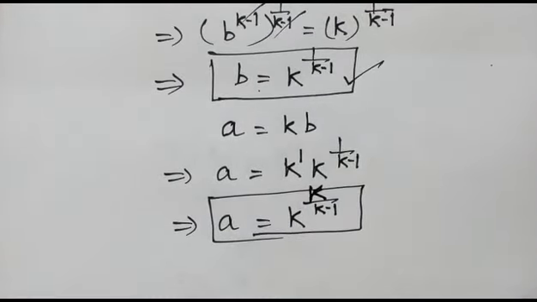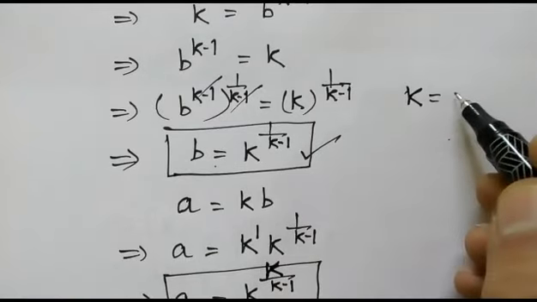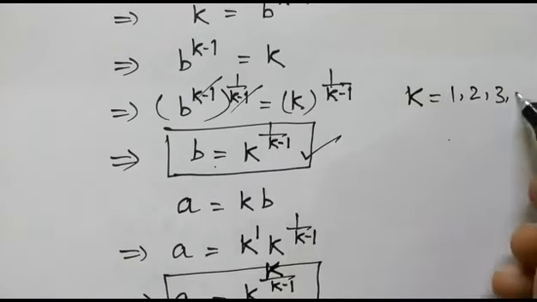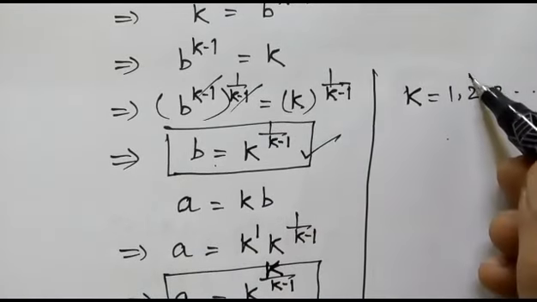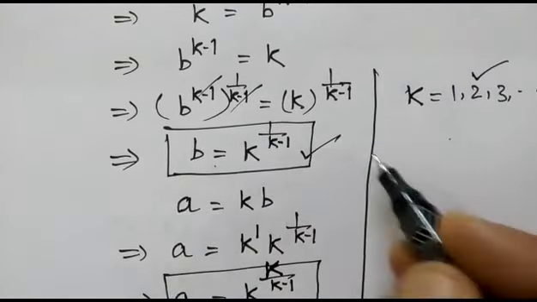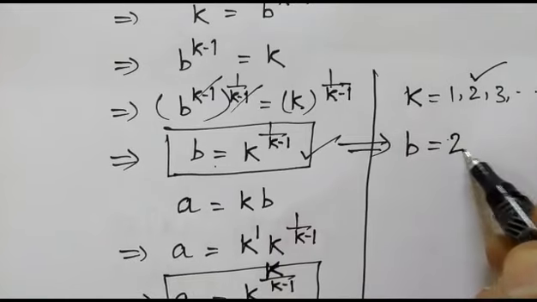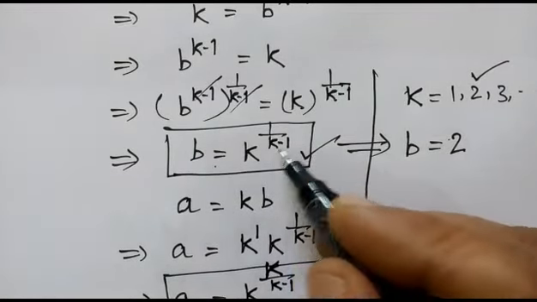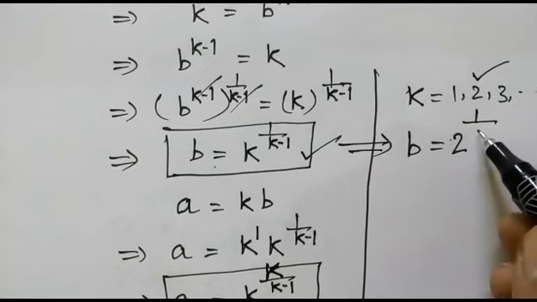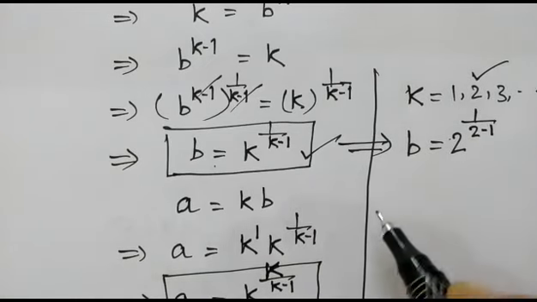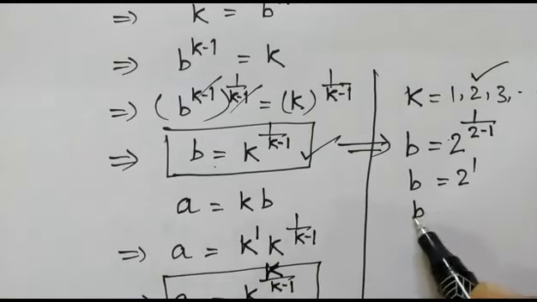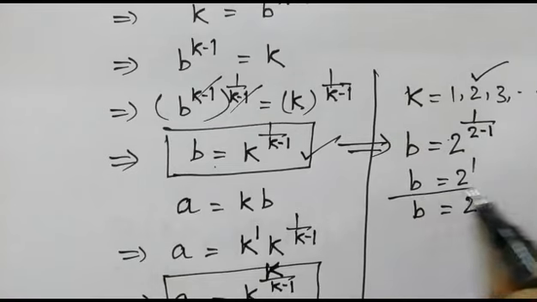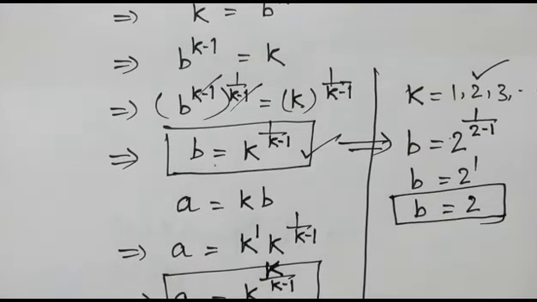Here k is a constant, we can take it as 1, 2, 3, and so on. If we take k as 2, then b is equal to 2 to the power 1 over 2 minus 1. So b is equal to 2 to the power 1, or b is equal to 2.